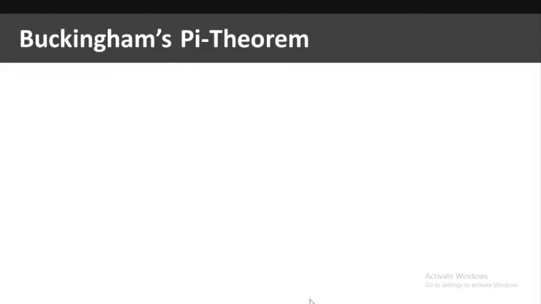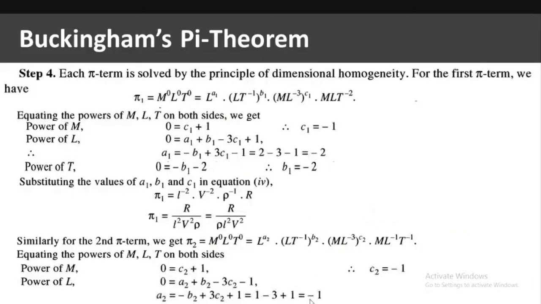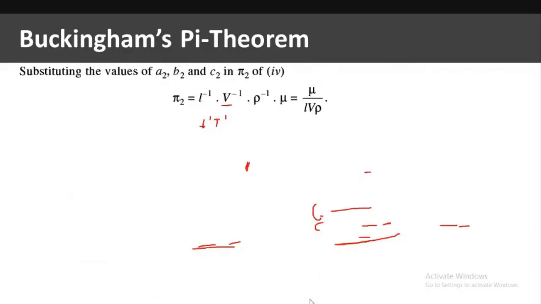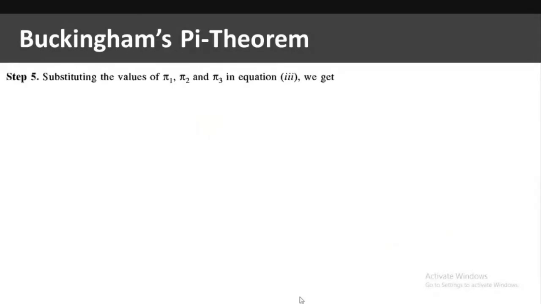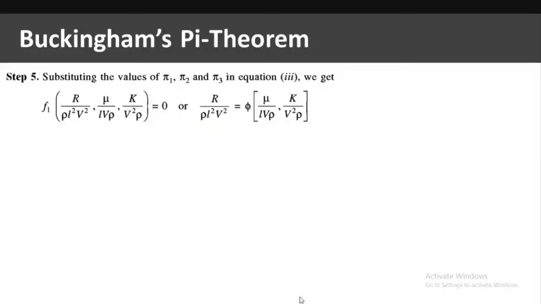Okay, we have calculated pi 1, pi 2 and pi 3. What is our pi 1? Pi 1 was r upon rho L square V square. Pi 2 was mu upon rho V L, and pi 3 is k upon rho V square. Okay, so substituting the value of pi 1, pi 2, and pi 3, we will have a function of r upon rho L square V square, comma, mu upon rho V L, comma, k upon rho V square that equals to 0.